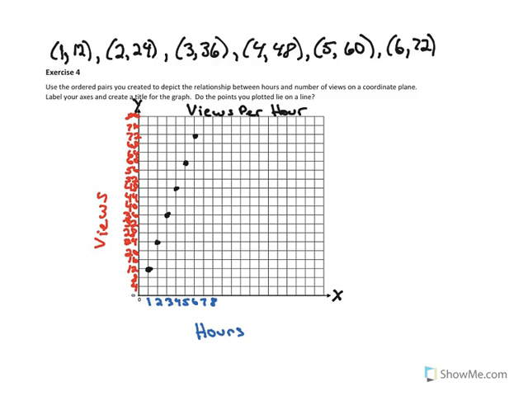The question is, do the points you plotted lie on a line? And the question hopefully is that it looks close to a line, and yes it does. If you had a ruler, you could put a ruler through each line and try and get closer to the line.